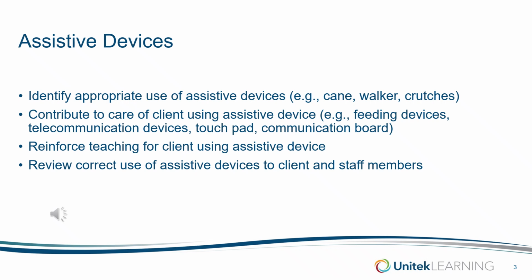Feeding aids such as adaptive utensils or plate guards promote independence for those with tremors or coordination issues. Communication aids include touchpads, communication boards, or text-to-speech devices. These are essential for clients with neurological impairments like ALS or stroke. Nurses must also reinforce teaching on safe and correct usage. For both clients and untrained staff, this ensures that devices are used appropriately and prevent injury.